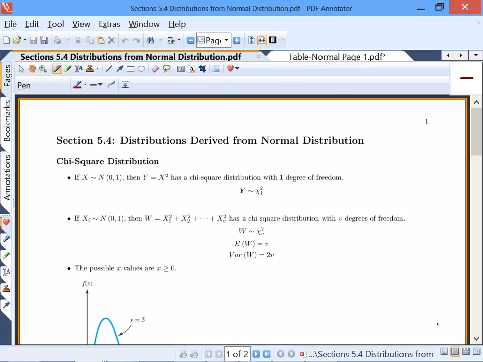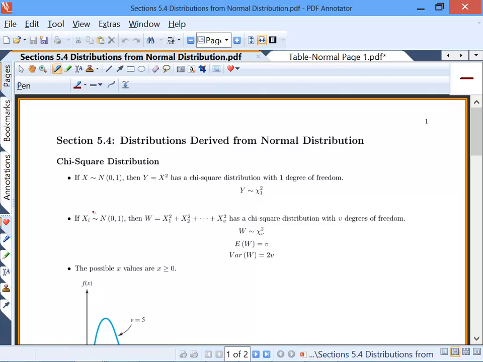So this is section 5.4, distributions derived from the normal distribution. We're going to use all of these distributions further on in the class. Today we're just introducing their names and what they look like. So start with this: if we have a random variable x that has a normal distribution with mean 0, variance 1, then if you square that random variable, you get what's called a chi-square random variable with 1 degree of freedom. So y will be distributed chi-squared with 1 degree of freedom. That's how we use the symbols.